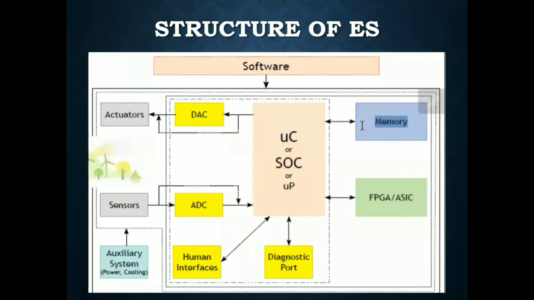Structure of an embedded system. An embedded system consists mainly of a microcontroller or microprocessor or SoC, that is system on chip. It consists of sensors, actuators, ADC, DAC, and some human interface, diagnostic port, FPGA, memory. So let me explain each thing.